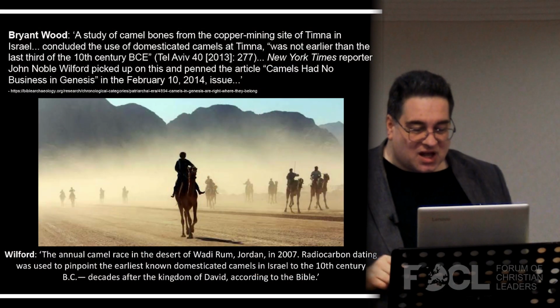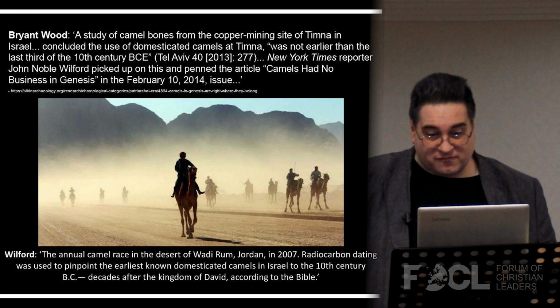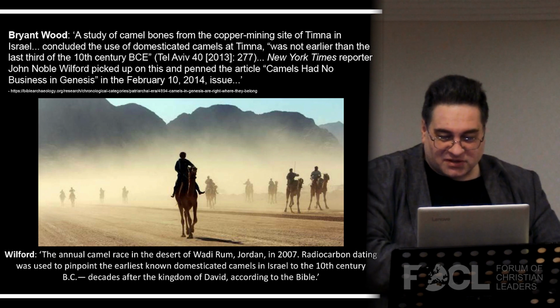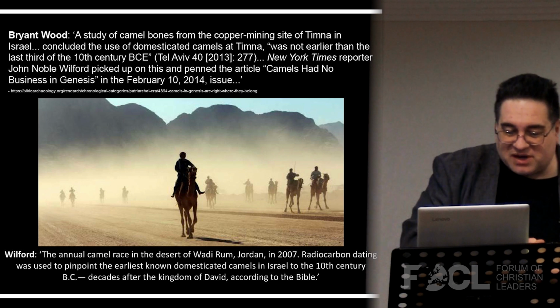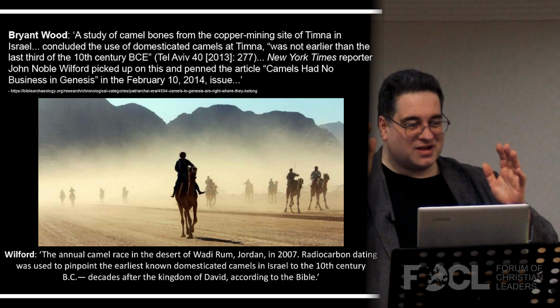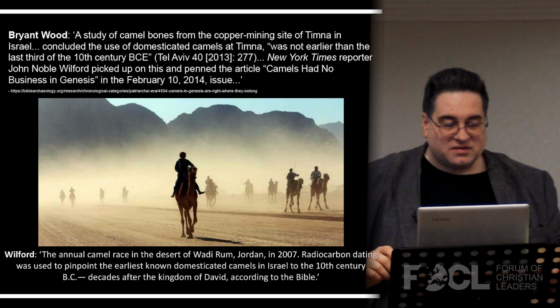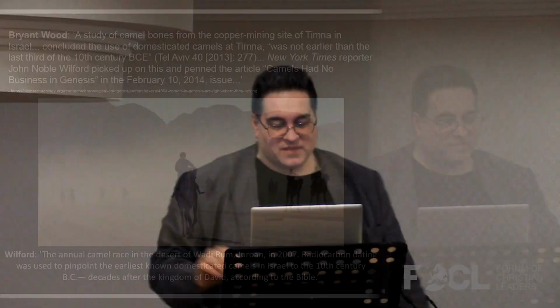So we've gone from an archaeological report about domesticated camels not being used at this one site in Israel to a newspaper report about camels having no business in the book of Genesis. And this is from Wilford's article here, this quote at the bottom, and the picture that appeared alongside the article. It's like, oh, people might not know what camels look like, so let's give them a photo of camels. "Radiocarbon dating was used to pinpoint the earliest known domesticated camels in Israel to the 10th century BC, decades after the kingdom of David," according to the blah, blah. So this is probably from one of these sources or other where Dawkins gets his story.